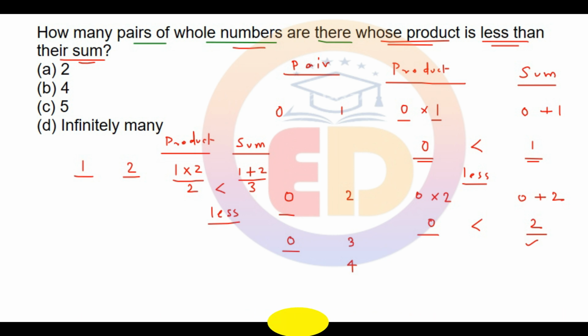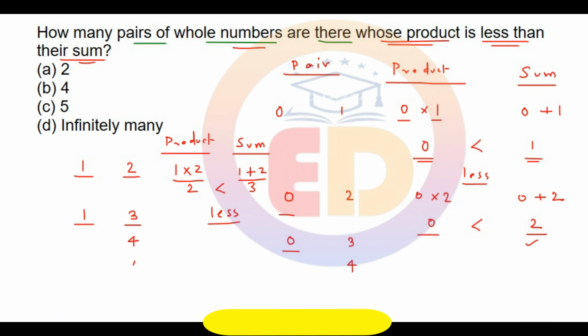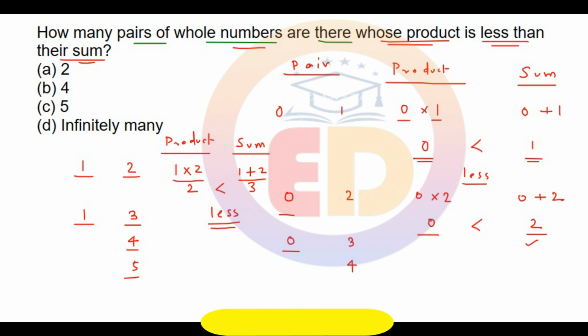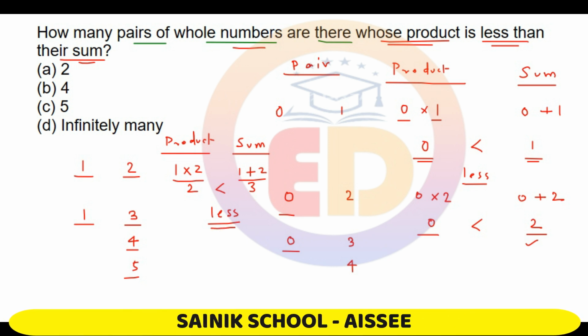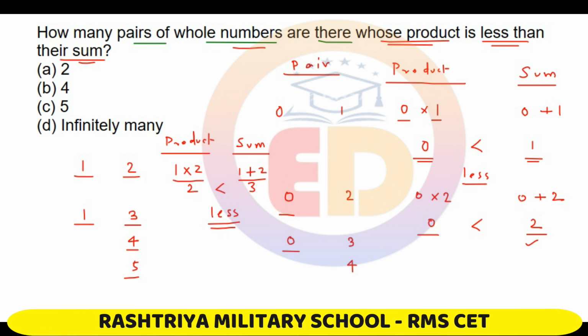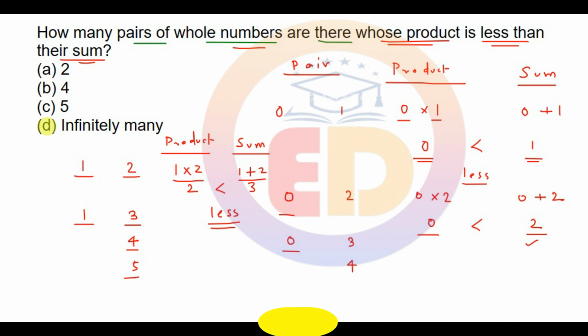Likewise 1 के साथ अगर आप कोई भी दूसरा whole number ले लेते हैं, आप 3 ले लेते हैं, आप 4 ले लेते हैं, आप 5 ले लेते हैं, आप 6 ले लेते हैं, कोई भी आप नंबर ले लें, product की जो value आएगी वो हमेशा sum की value से less आएगी. Answering the question, how many such pairs are there, answer will be infinitely many, क्योंकि 0 के साथ आप कोई भी whole number ले लीजिए, this condition will follow, और 1 के साथ आप कोई भी whole number ले लीजिए, the same condition will follow.